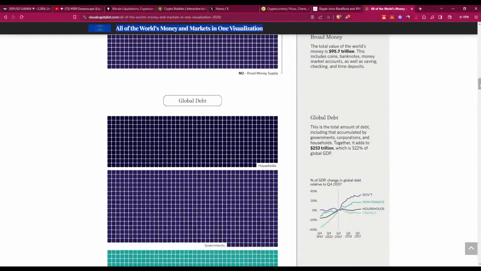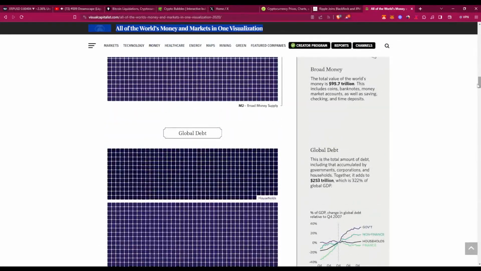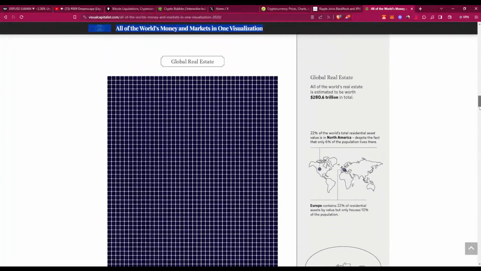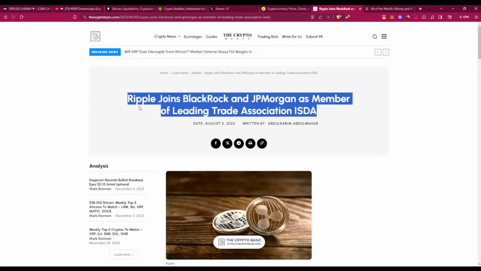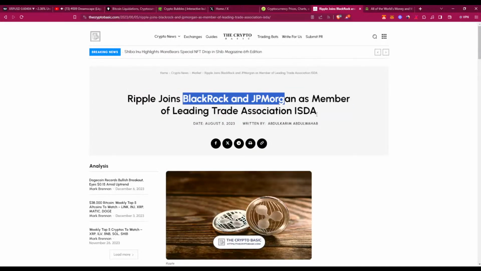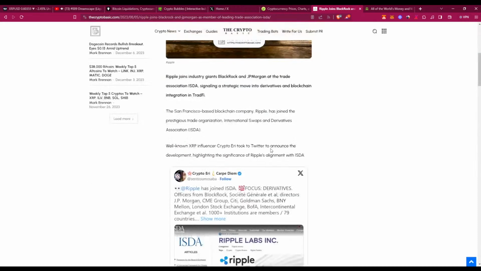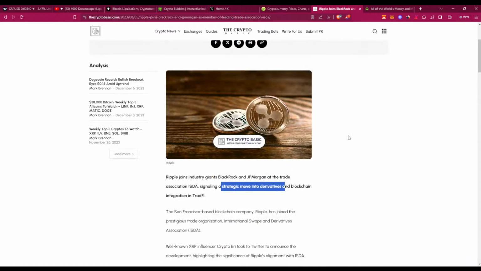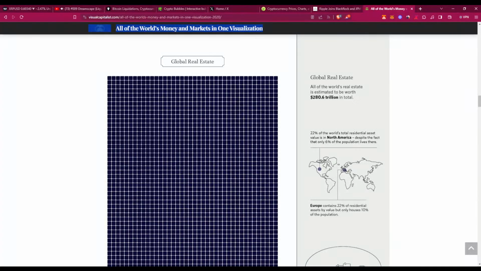Then global debt. The global debt is huge, guys. 253 trillion dollars, which is 322% of the global GDP. That's crazy, okay? But what I want to come to is the derivative market. So you realize what Ripple is tapping into. ISDA, Trade Association. What does this mean? A strategic move into derivatives. So the vision of Ripple is even 10 times bigger than just being the internet of value, 10 times bigger than just cross-border payments. I will show you why.